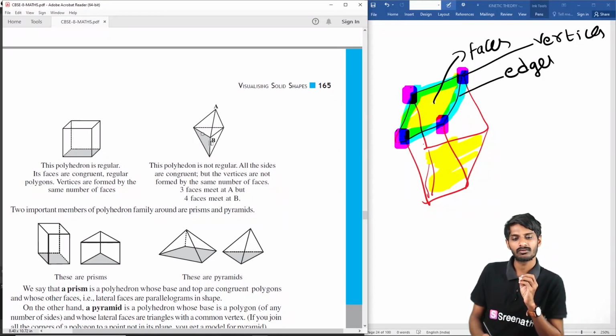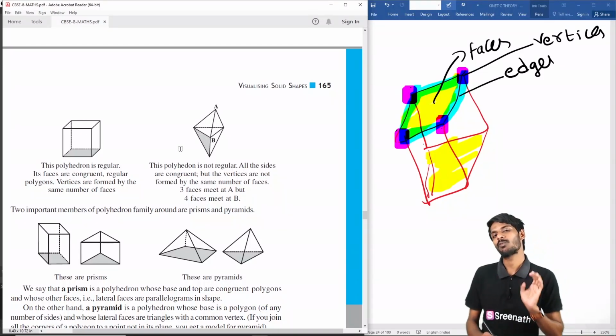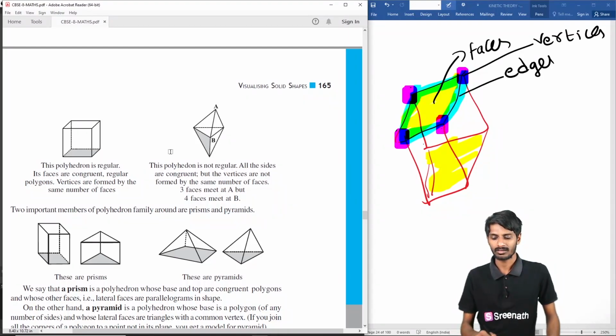And this one is not regular. Students, here 4 are meeting, here only 3 are meeting. In this vertex 3 edges are meeting, but at vertex B, 4 edges are meeting. So this is the problem, so it is not a regular polyhedron.